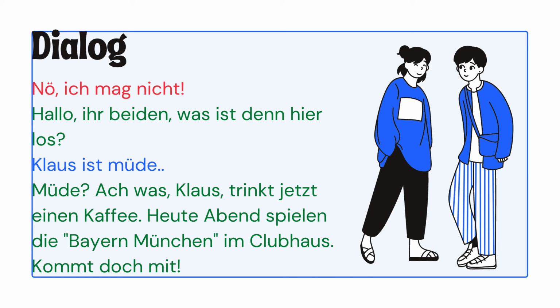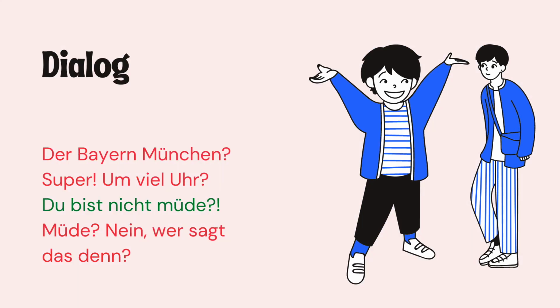So today, afternoon, the Bayern München is playing in the clubhouse. Kommt doch mit. Come with me. Yeah, so kommt doch mit is imperative. Yeah. And then der Bayern München. Super, um 4 Uhr. Du bist nicht müde. Müde? Nein. Wer sagt das denn?